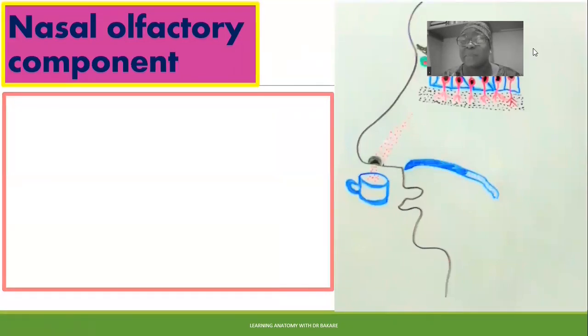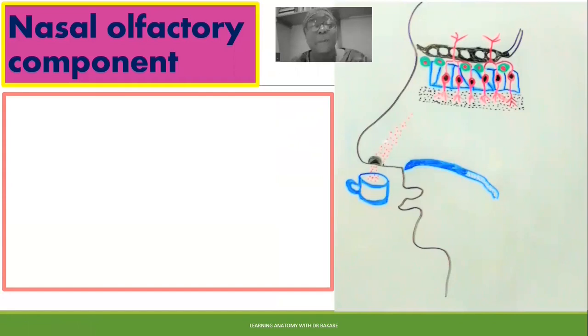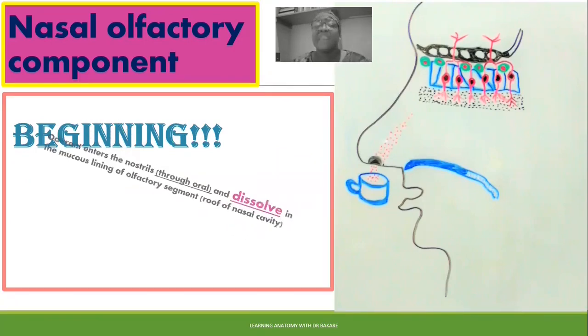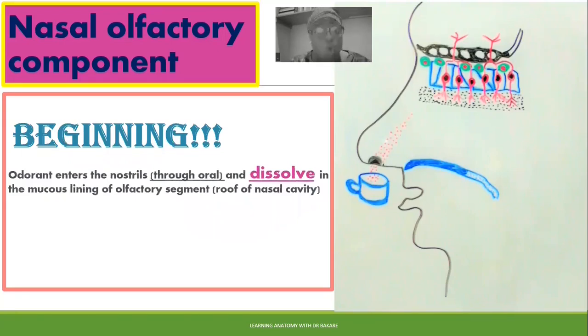We've established in our previous slide that the nasal olfactory component is the region that is located inferior to the cribriform plate of the ethmoid bone. And of course, this region is where the olfactory pathway begins from. This is the initial point where the olfactory pathway is initiated. Let's look at the events that occur within the nasal olfactory component and see what occurs that tends to initiate the process of olfaction.